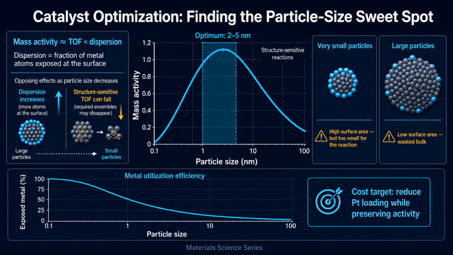For platinum in fuel cell oxygen reduction, particles around 3 nanometers show peak mass activity. Smaller particles bind oxygen too strongly, larger particles have insufficient surface. Cost drives this optimization in practice. Platinum is among the most expensive industrial metals, so minimizing loading while maintaining performance is essential. Nanoparticle catalysts achieve much higher mass activity than bulk metal, enabling practical fuel cells and catalytic converters.